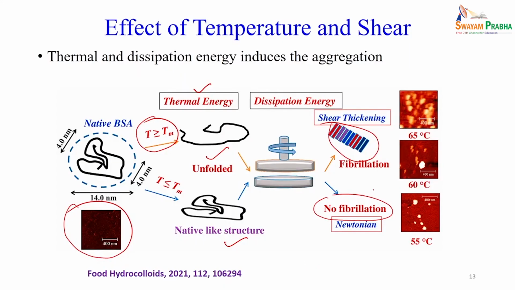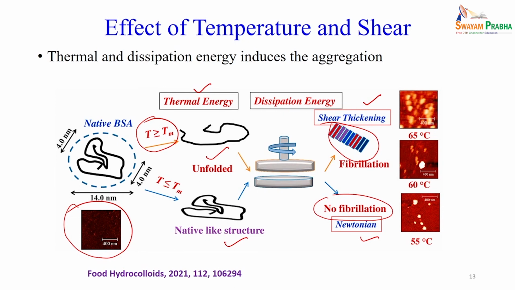Now, if there is a formation of aggregates, this aggregate is going to change the flow behavior of that particular fluid. If there is no aggregation, it means the protein solution is following a Newtonian behavior. But if there is a formation of aggregates, there is going to be an increase in the viscosity, and that change in the viscosity due to aggregation follows a non-Newtonian behavior. Particularly in this case, a shear thickening behavior was observed. So, this is the effect of external shear as well as the temperature.